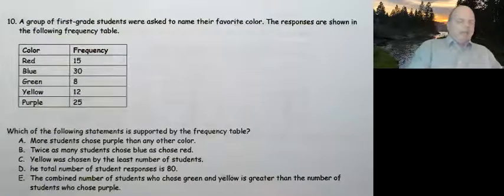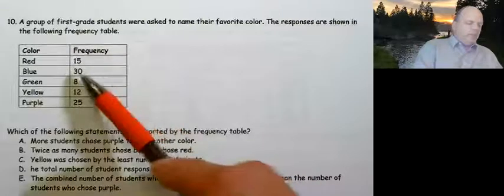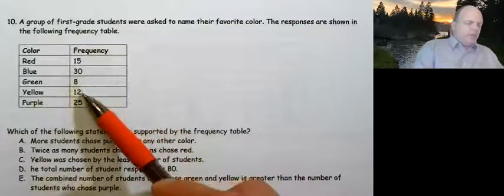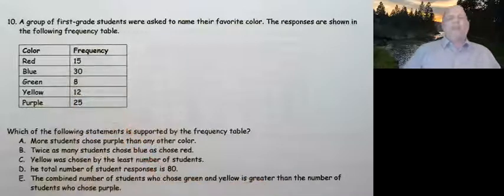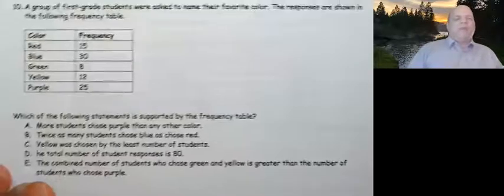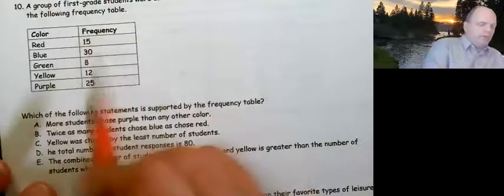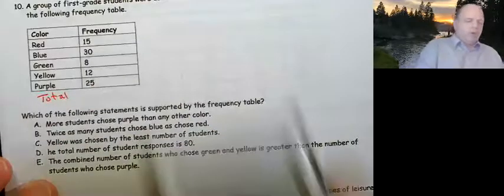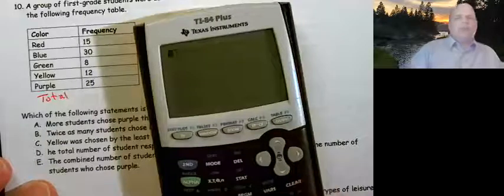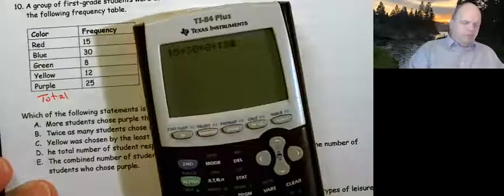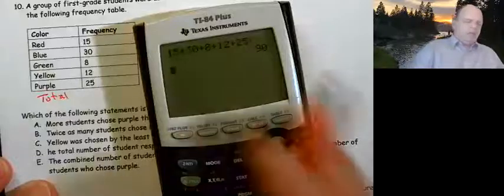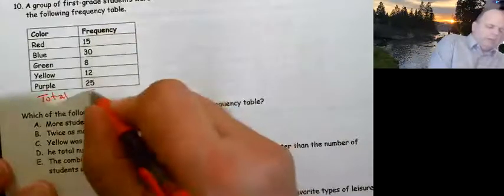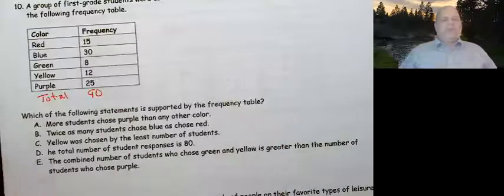All right. And so when I look at this table, we have red at 15, blue at 30, green at 8, yellow at 12, purple at 25. Whenever they give me a table and it's a frequency, not a relative frequency, but if it's a frequency table, I always come back and try to find my total. So real quickly, just taking my calculator right here, I'm just going to take a moment and add these up. So 15 plus 30 plus 8 plus 12 plus 25. So I end up getting a total value of 90. I just make that a good practice every time I do this.